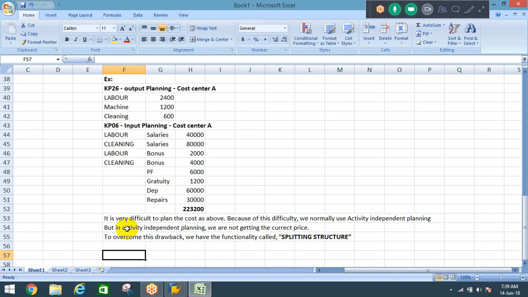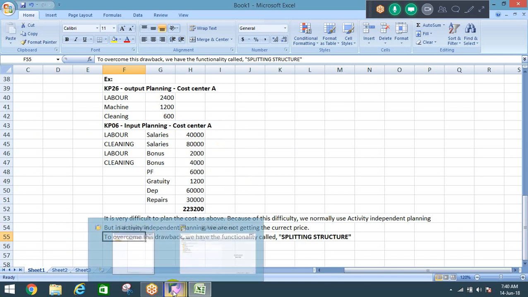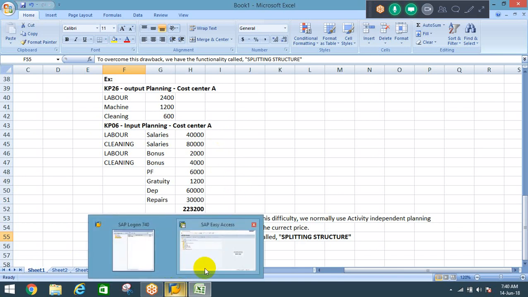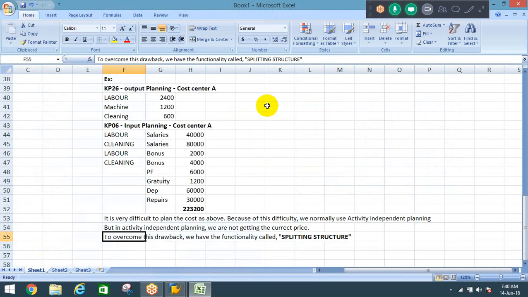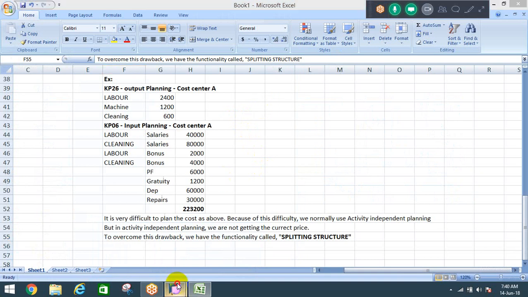And one more thing, once we do KSPI, which is price calculation, when we post KSPI, system will update the price in KP26. We did output planning, right? So there it will update price. I forgot to mention that. So note under KSPI, it will update the price in KP26. You executed KSPI, right? Under that, it will update the price in KP26.